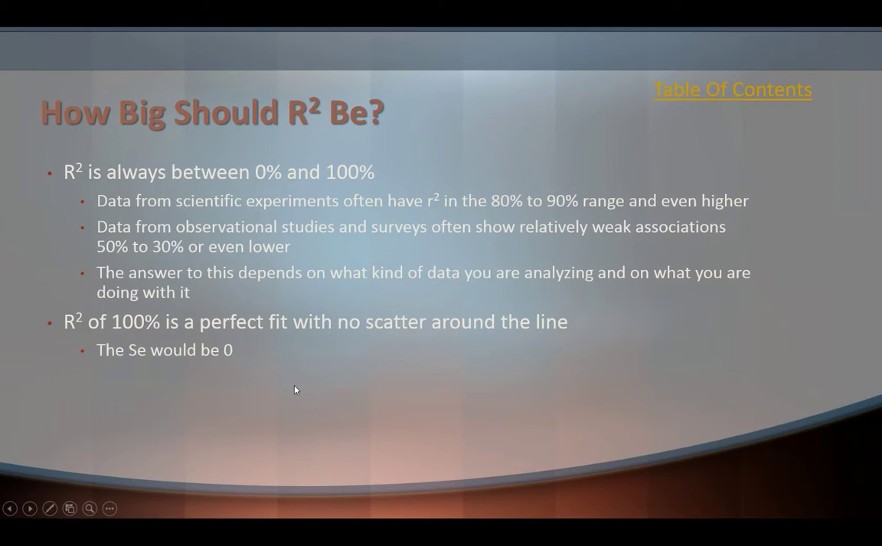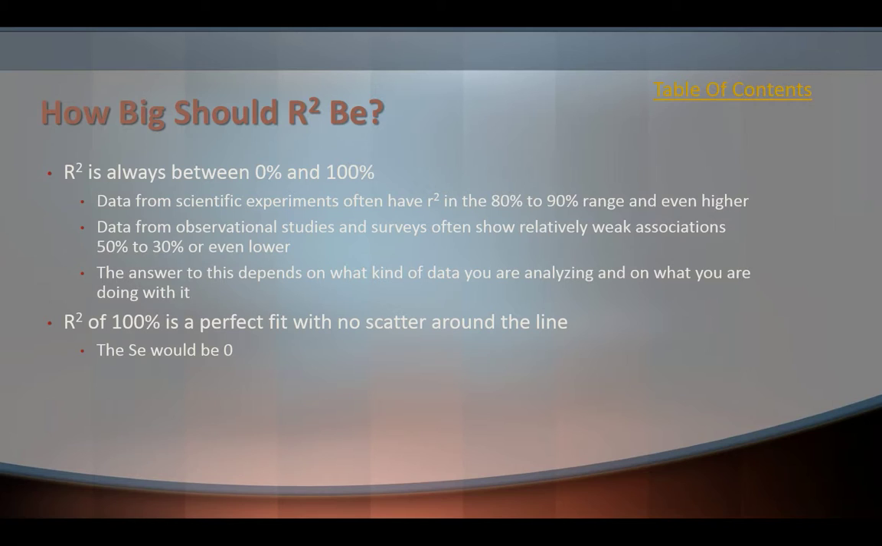How big should r squared be? R squared is usually between 0% and 100%. Data from scientific experiments often have R squared in the 80% to 90% range and even higher. Data from observational studies and surveys often show relatively weak association, 50 to 30% or even lower. The answer depends on what kind of data you're analyzing and on what you're doing with it. So of course, it's always situational. You have to look at what you're doing and really what that R squared should be.